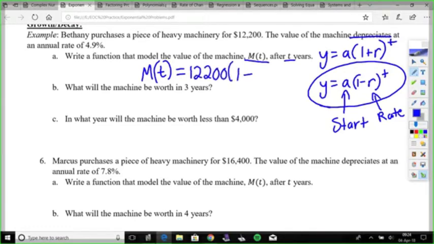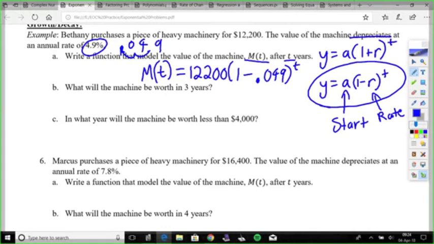And then it's 1 minus our rate, and our rate is 4.9%. But 4.9% would be 0.049. 0.049 to the t power. So there's your function, okay?